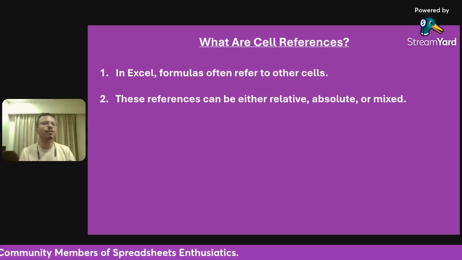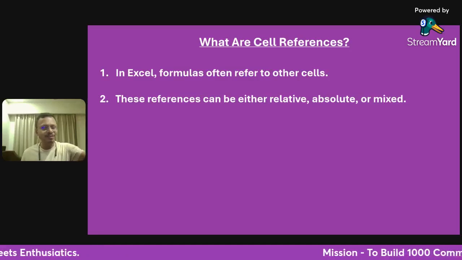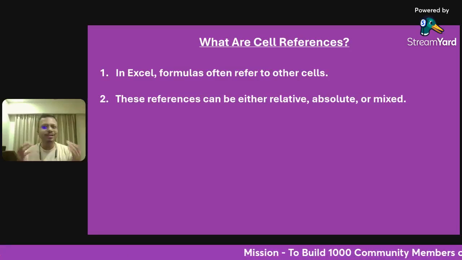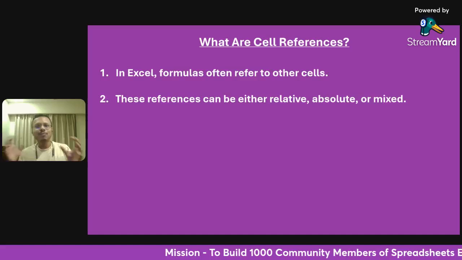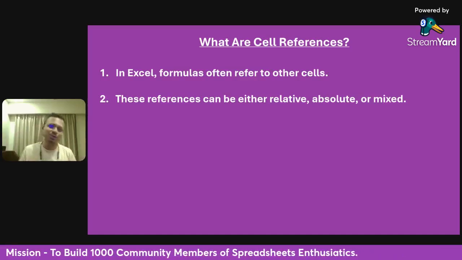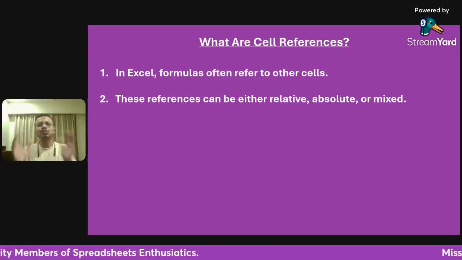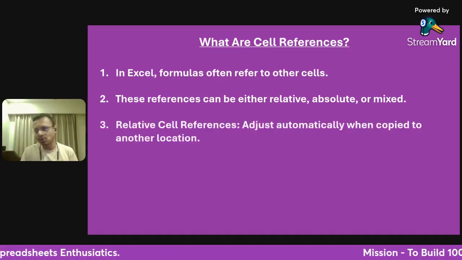Absolute means pointing to one exact place. He said exactly: take a left, take a right, turn right, and there is your room. Mixed means a mix of relative and absolute. That means he might be sure, he might not be sure, so it's a 50-50 kind of thing. Okay, so this is what cell reference is all about in simple terms.